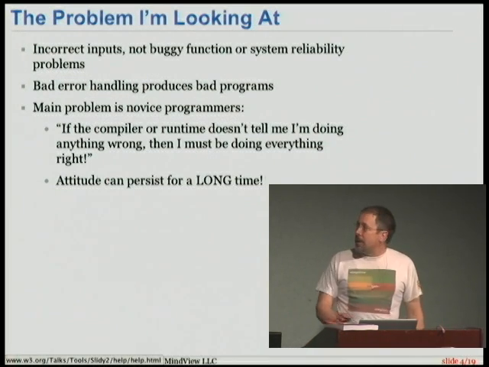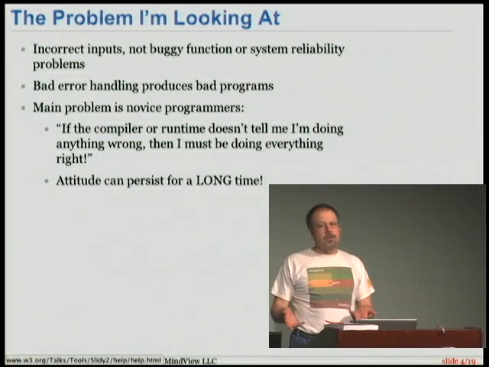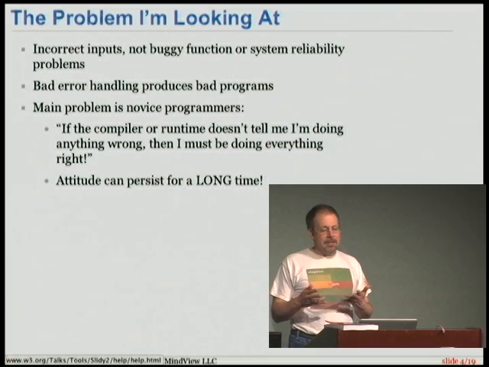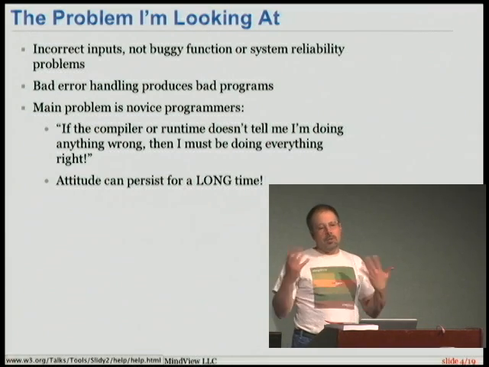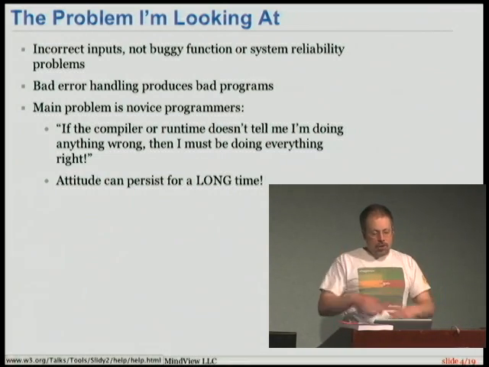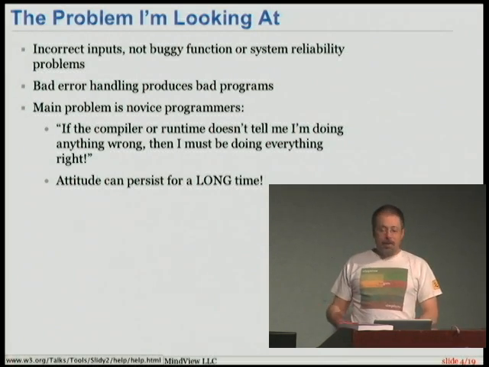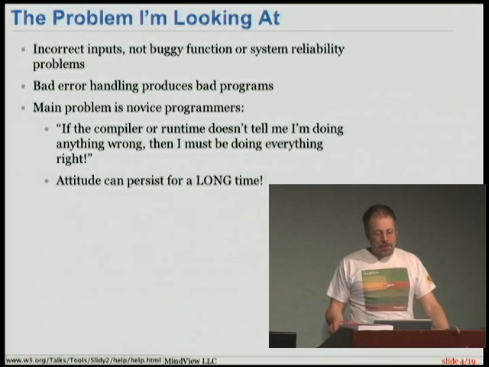So the problem I'm looking at is not buggy functions or system reliability problems, but bad inputs. If you get bad inputs, you get bad outputs. How do we report that in the chain of calls that we give? Because if you have bad error handling, you're going to get bad programs.